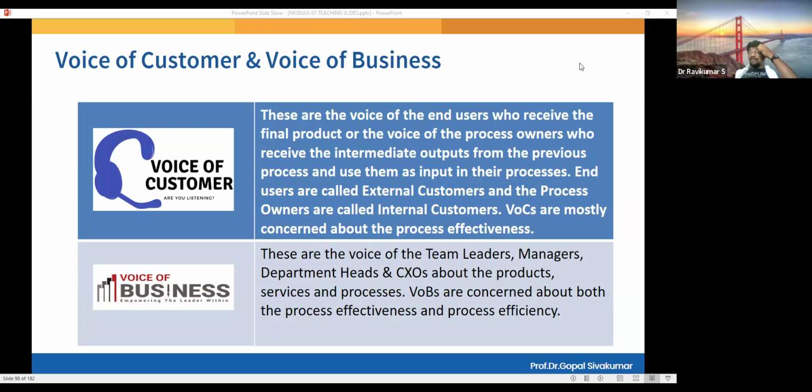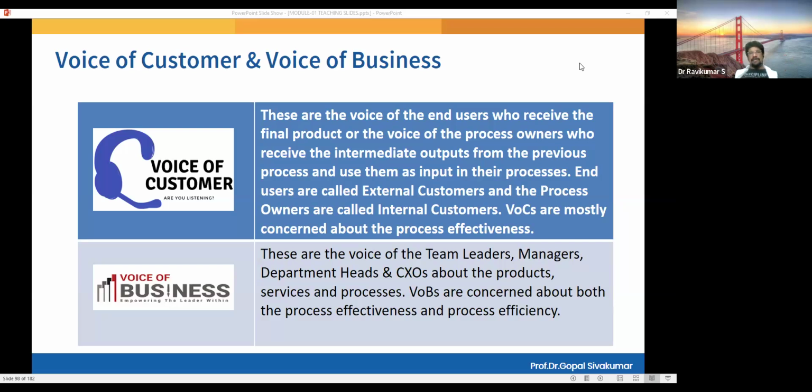Effectiveness also means you have to provide the requirements of the customer in the right manner. Okay, doing the right things. So this is how the voice of the customer is collected. The voice of the customer is collected in different formats: warranty calls, guarantee calls, feedback, surveys, many different means.